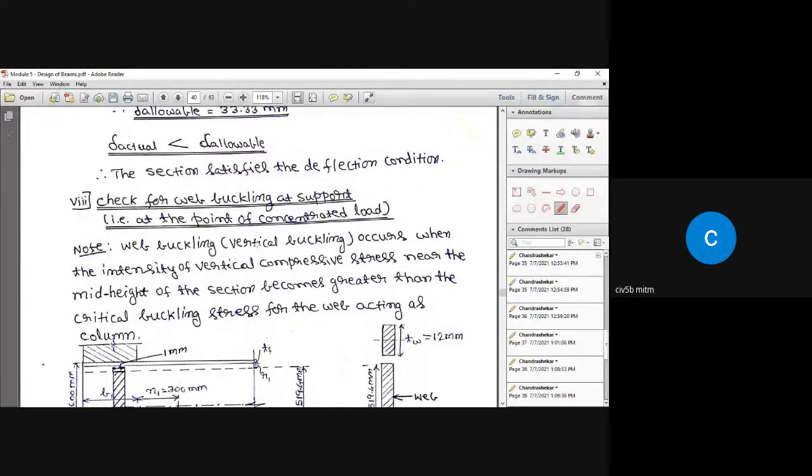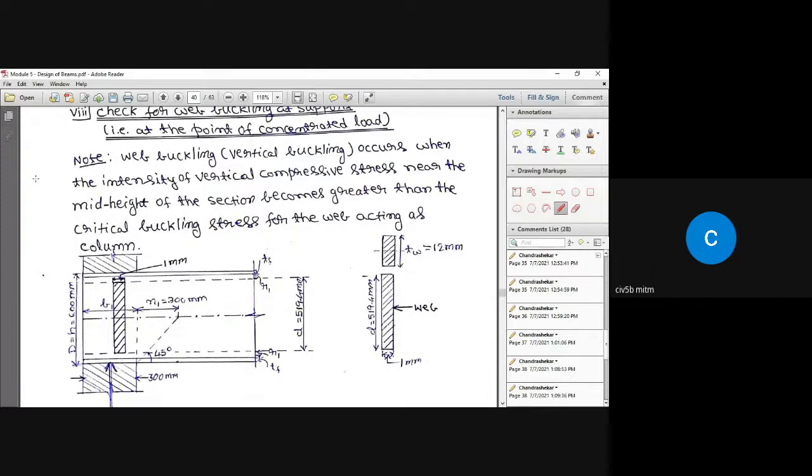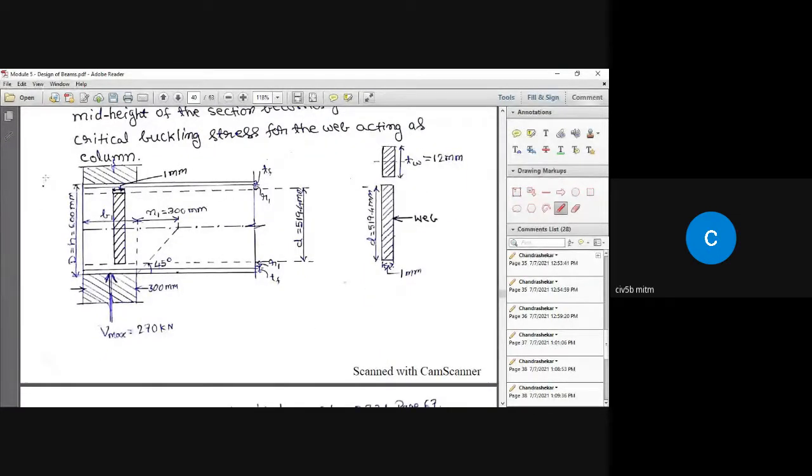Next, what are the other two parts? One is the check for web buckling at support, and the other is for web crippling. So for web buckling, we are going to do exactly the same way we did in the previous example. That is, we draw this dispersion line. Go to 8.7.4 on page 67 of the code book, regarding 8.7.3.1 for web buckling, and get the value.